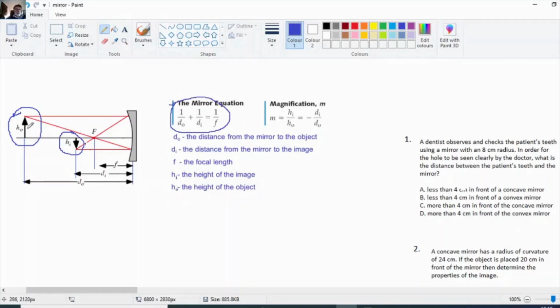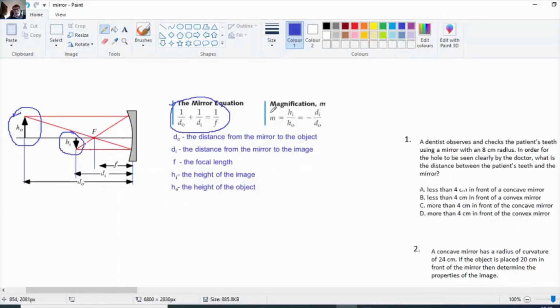On the other hand, when you have an object, it will have an image, and the size of the image is different from the size of the object. Sometimes it's bigger, sometimes equal size, sometimes smaller. So the size of the image is changing.